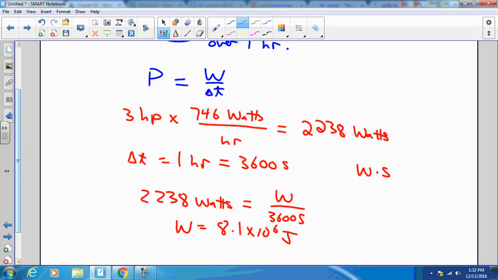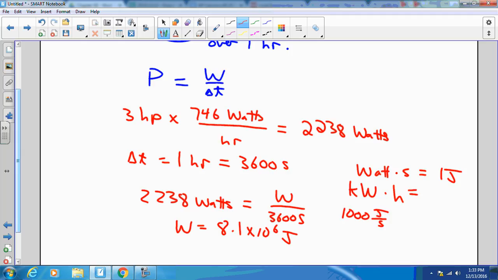Notice that a watt times a second, let me write it out, a watt times a second is equal to a joule. Very often you will see kilowatt hours, or the total amount of energy. A kilowatt hour literally means a kilowatt times an hour.